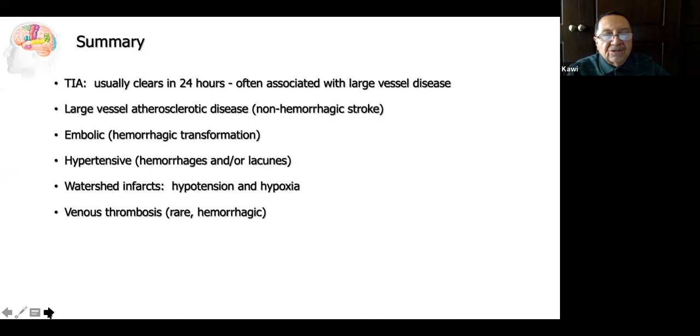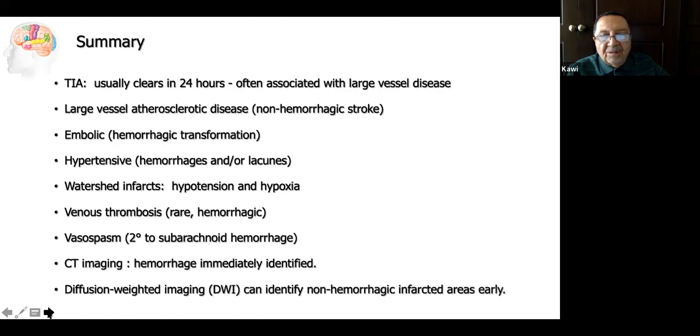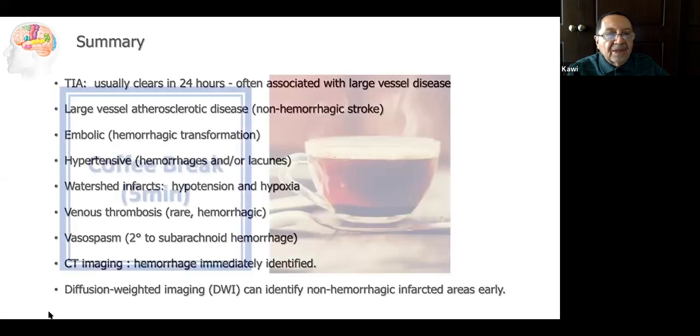Venous thrombosis is rare and hemorrhagic, and vasospasm secondary to subarachnoid hemorrhage is an important part of morbidity. CT imaging may identify hemorrhage and lead to non-use of RTPA. Diffusion weighted image identify the non-hemorrhagic infarct early.